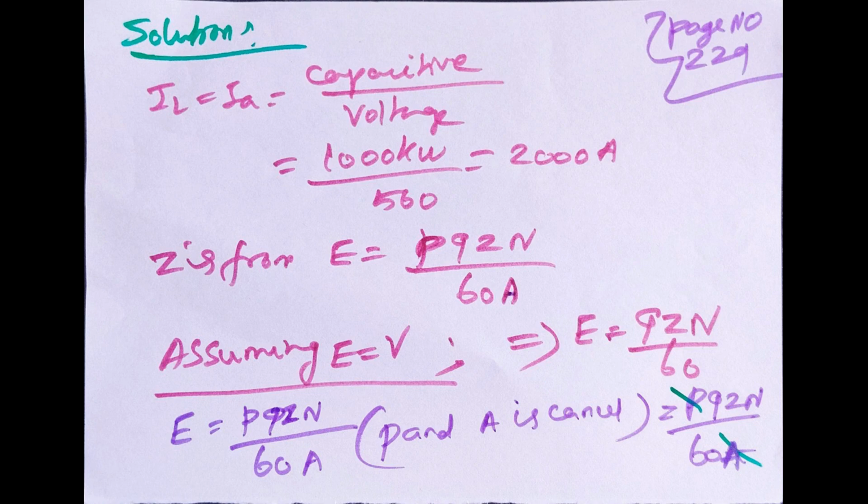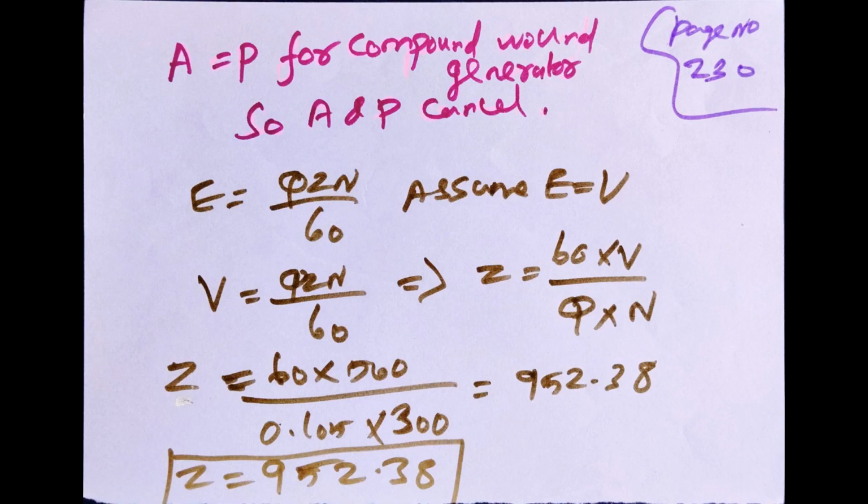E is equal to PΦZN divided by 60A. A is equal to P for a lap winding generator, so A and P cancel. E is equal to ΦZN by 60. Assume E equal to V. V is equal to ΦZN by 60. Z is equal to 60 into V divided by Φ into N. Z is equal to 60 into 500 divided by 0.105 into 300. Z value is 952.38. That is the Z value. Answer.